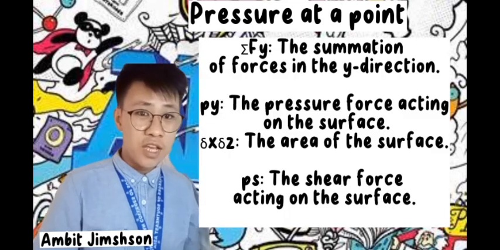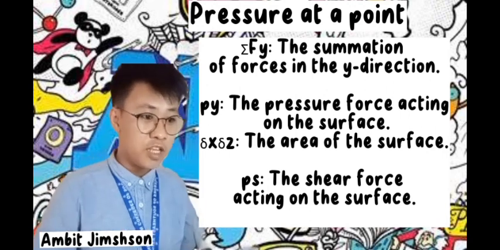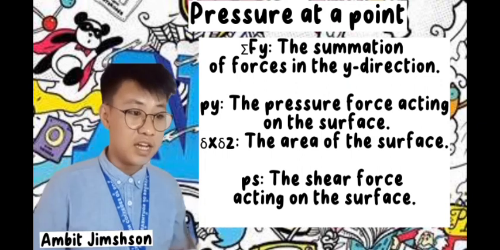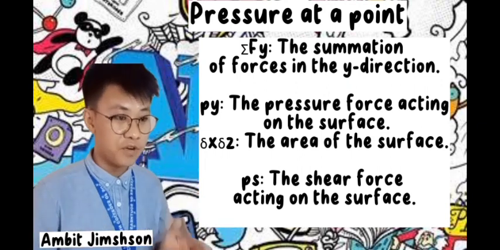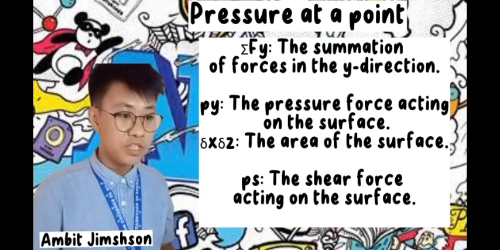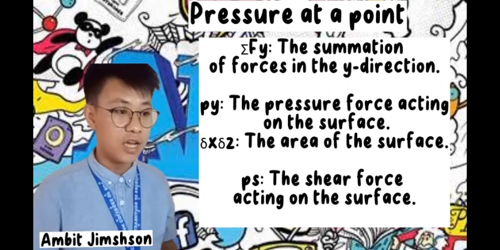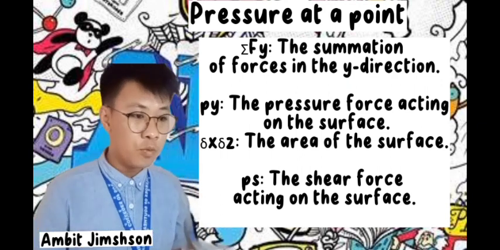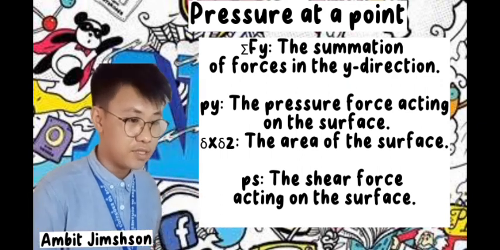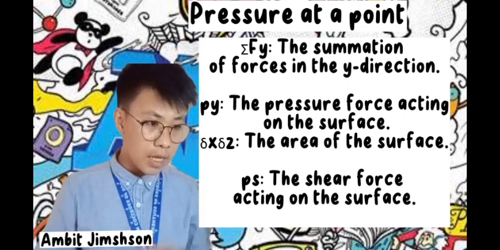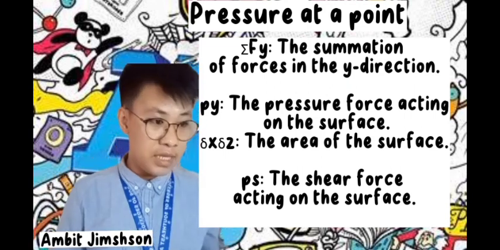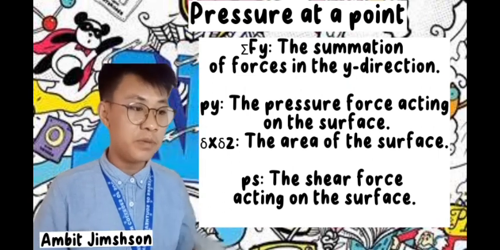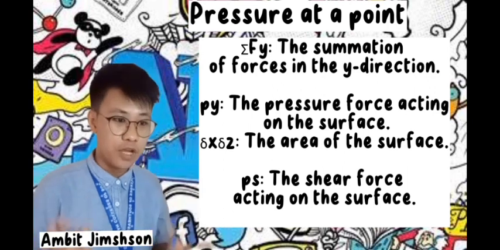So for you to understand this equation further, let me break it down piece by piece. Sigma Fy is the summation of the forces in the y direction. This means that we are adding up all the forces that are acting in the y direction. Py is the pressure force acting on the surface, and delta x and delta z is the area of the surface that is perpendicular to the y direction.